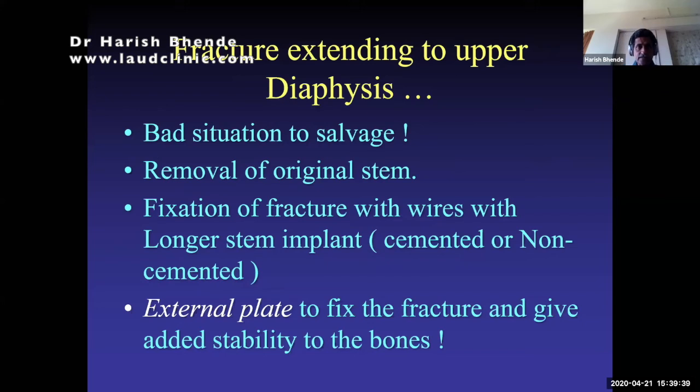If the fracture extends down into the diaphysis, that's a bad situation. Then you may have to remove the original stem and fix the fracture with a wire. Then you can use another cemented or non-cemented stem, and you may also use an external plate to fix the fracture on the table during the surgery itself to give additional stability to the bone.